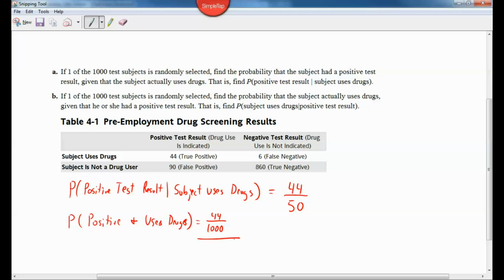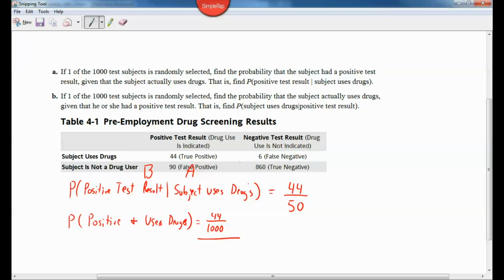So it's the probability of A and B divided by the probability of A. So remember, here's B, here's A. Using the formula, the probability of positive and uses drugs, that's 44 out of the 1,000 total, divided by the probability that the subject uses drugs.